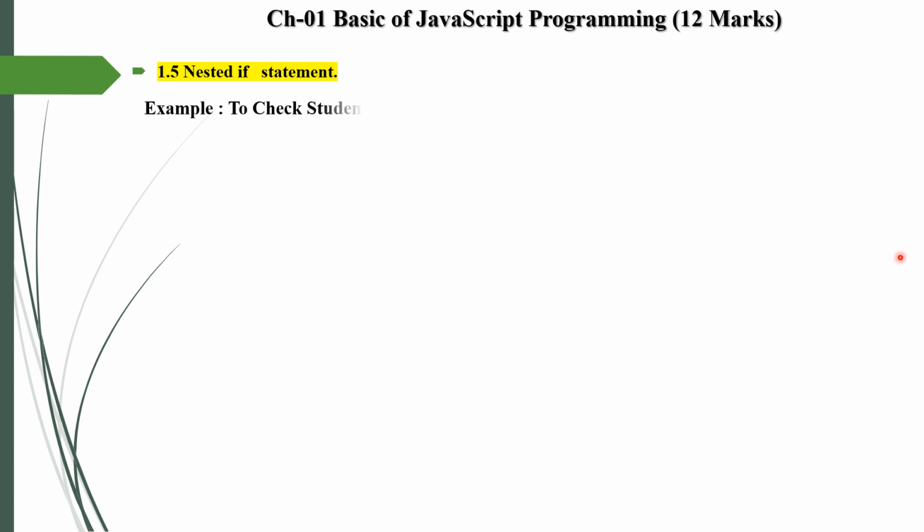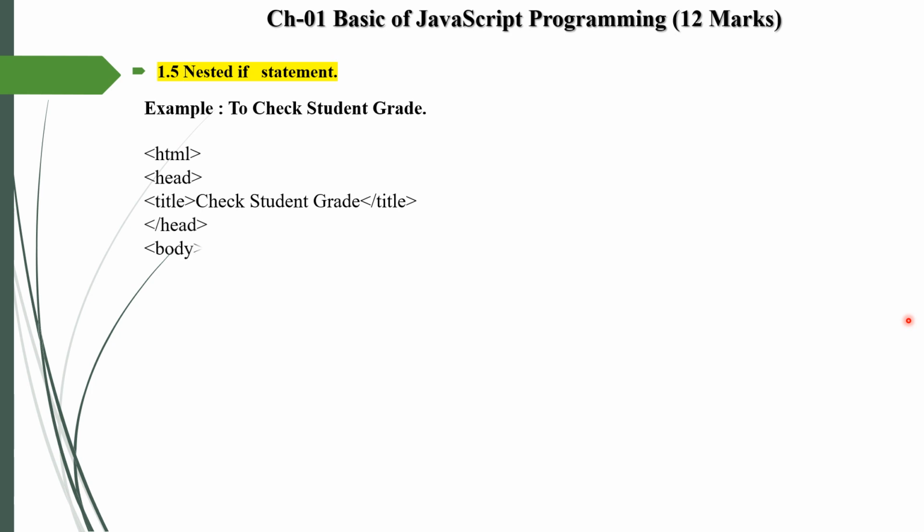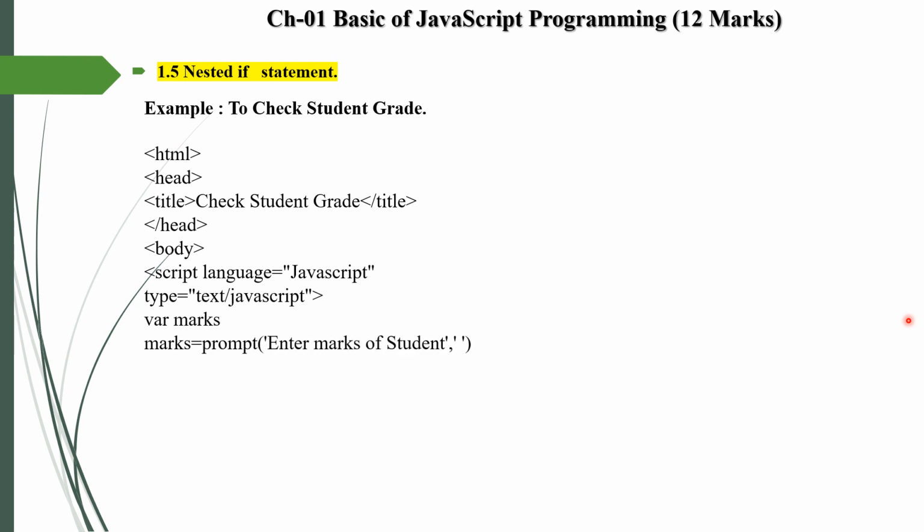Next we see an example of nested if else to display the grade of a student. First we define the HTML tag, then we define the head tag, then the title is "Check student grade". Next we close the title and head tag, then open the body tag, then inside the body tag we define the script tag, language JavaScript, and type text/JavaScript. We define one variable, marks, and next we take the marks from the user by the prompt method.